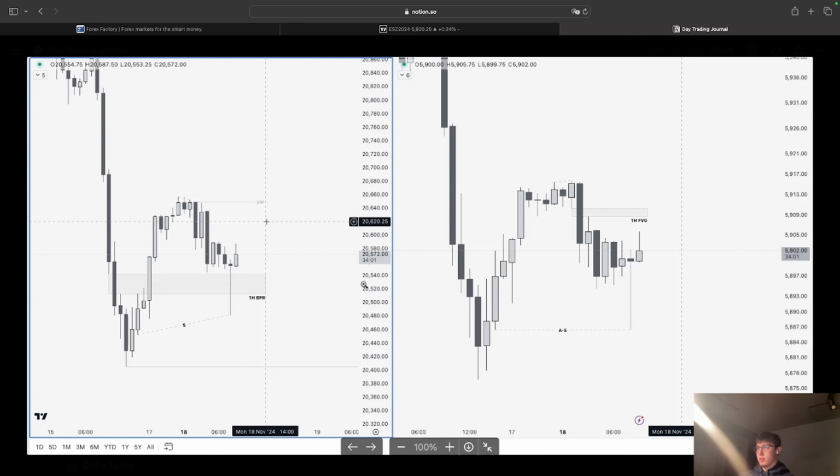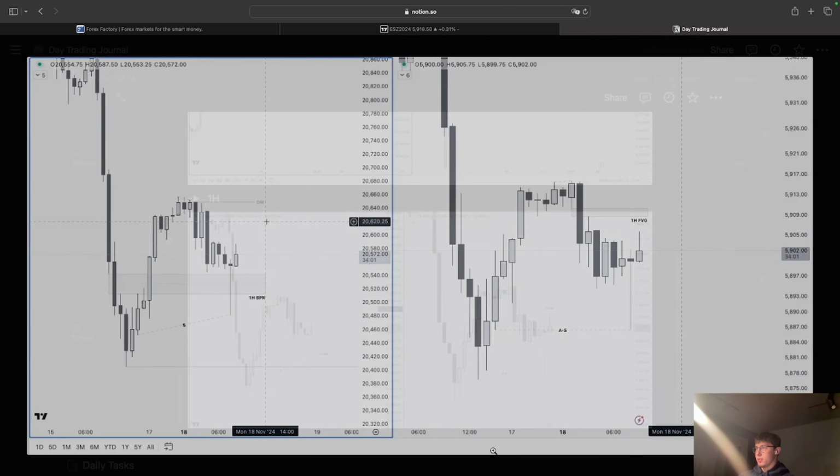1 hour. So on 1 hour there was this SMT, algorithmic SMT on ES, like price delivered to the tick. So for me it was showing strength. 1 hour BPR, devil mark. This 1 hour FVG, there was this consolidation, so I was looking at least for a retracement to this 1 hour FVG, and on NQ potentially this devil mark.